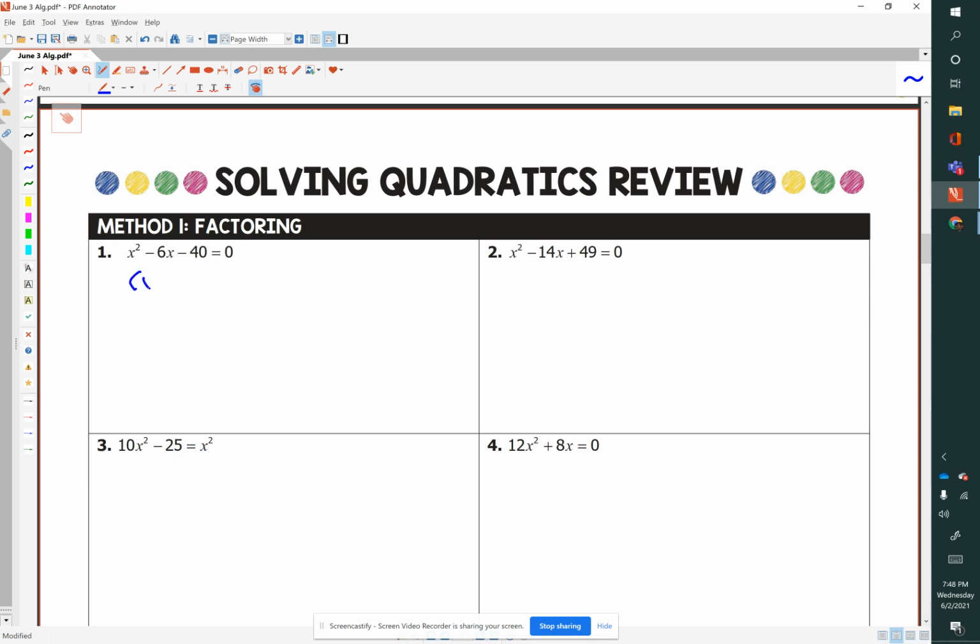So we're going to have x minus 10 times x plus 4 equals 0, and x minus 10 equals 0, or x plus 4 equals 0. So in the first case, on the left, x equals 10, and the second case, x equals -4. So our answer set is -4, 10.